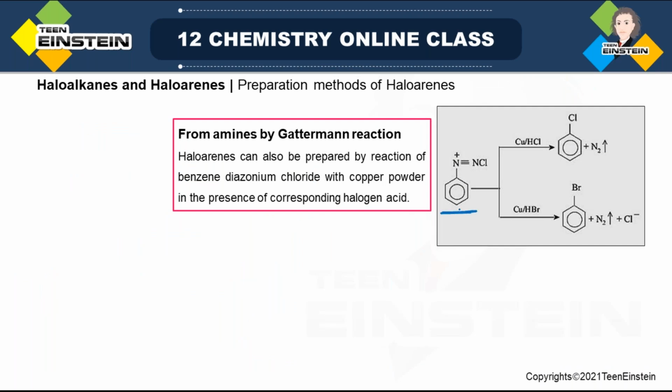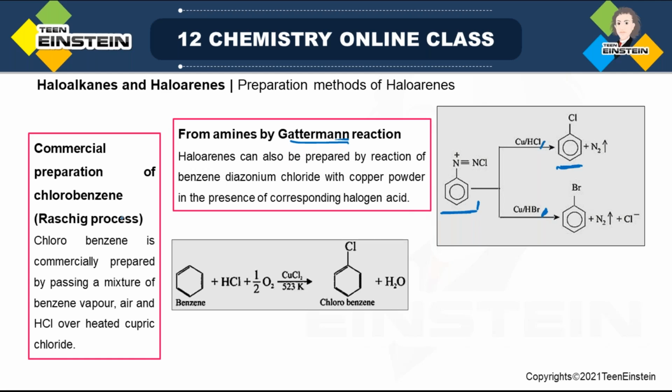Again we have taken diazonium salt, but here we have a slight difference. When it is Gattermann reaction, not Sandmeyer, up to this part it is the same. But here haloarenes can also be prepared by reaction of benzene diazonium chloride, that is the diazonium salt, with copper powder in the presence of the corresponding halogen acid. So if your purpose is to make aryl chloride, you have to take copper metal, but the mineral acid is HCl, and if you want to make aryl bromide, it is Cu and HBr. Okay, and this reaction is not Sandmeyer, it is called Gattermann reaction.